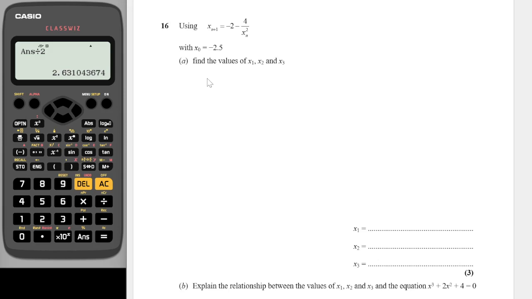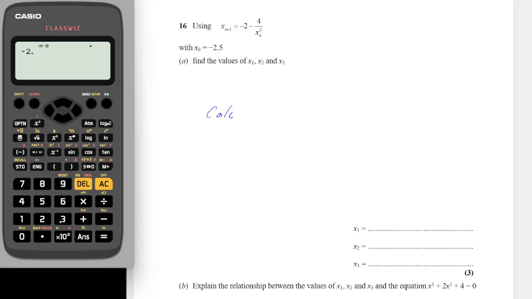So it says the next value of x, or x of n plus 1, is equal to minus 2 minus 4 over x of n all squared, with x0 being equal to minus 2.5. Find the values of x1, x2, and x3. So we're just going to use our calculator for this. So we start with putting minus 2.5 in as our first value for x, or x0.